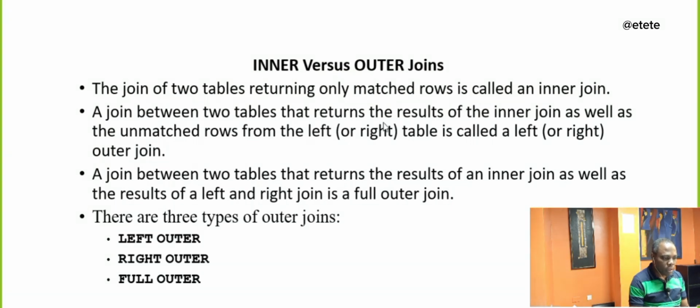A join between two tables that returns the result of the inner join as well as the unmatched rows from the left or right table is called a left or right outer join. A join between two tables that returns the result of an inner join as well as the result of a left and right join is a full outer join. There are three types of outer joins: left outer join, right outer join, and full outer join. So these are the things we'll be looking at today. Without wasting much of your time, let's get right into it.